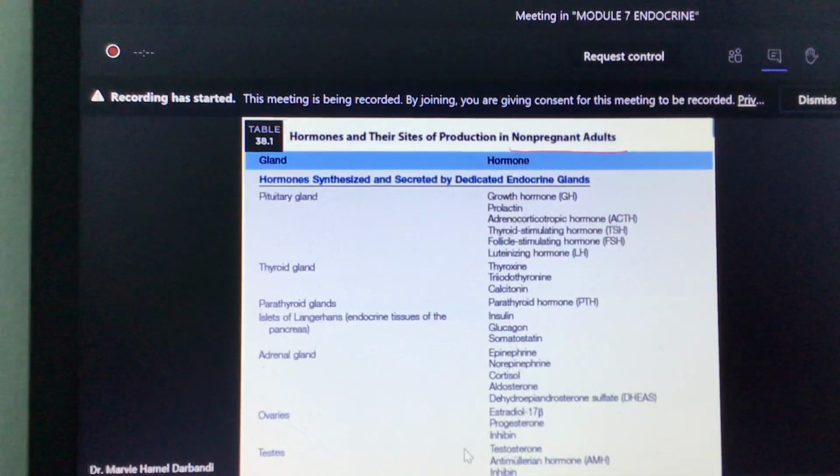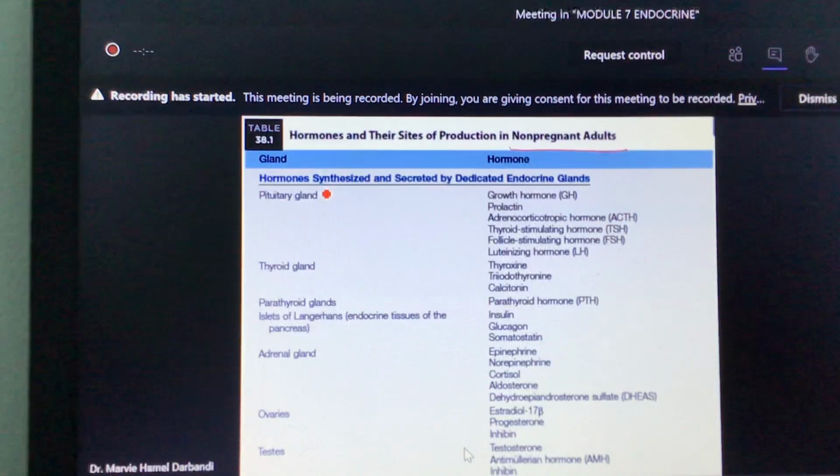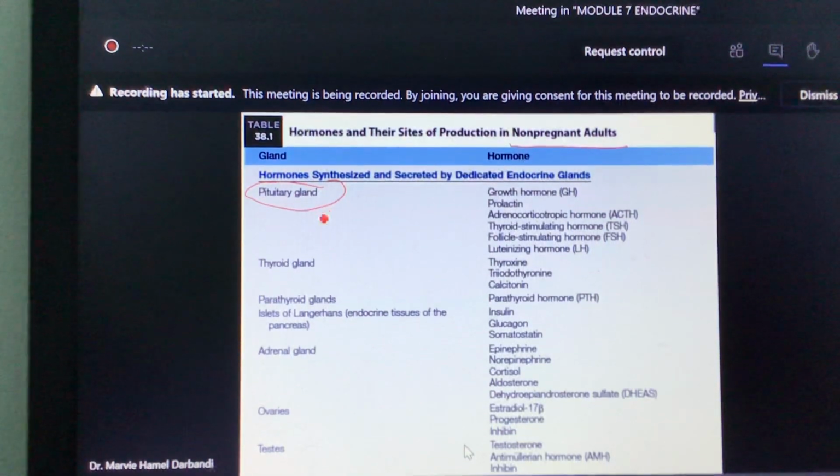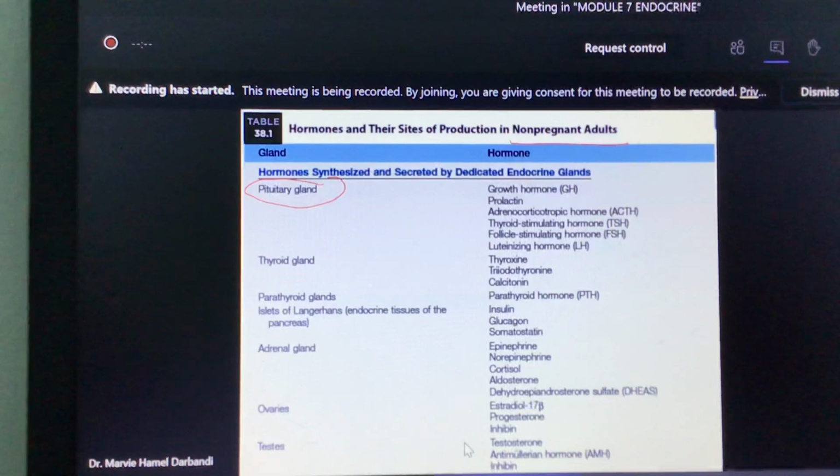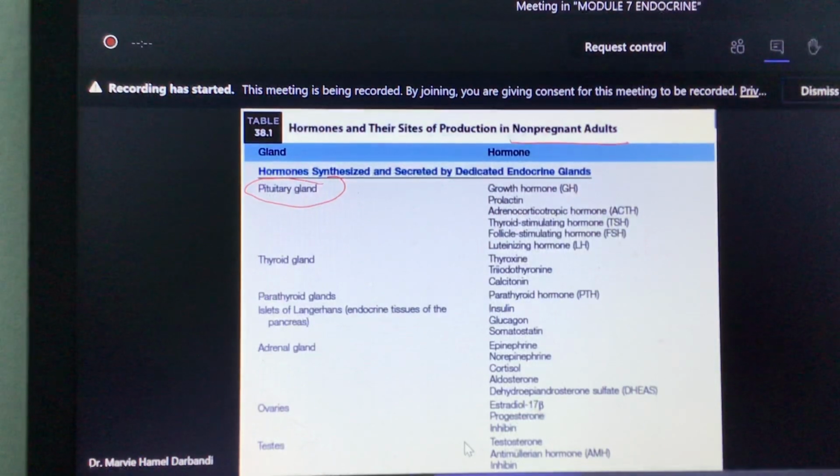different hormones. For example, in the pituitary gland, we know there is an anterior and posterior part of the pituitary gland.